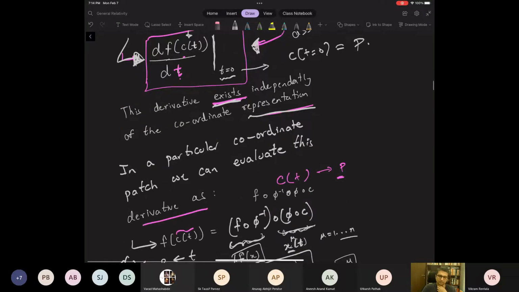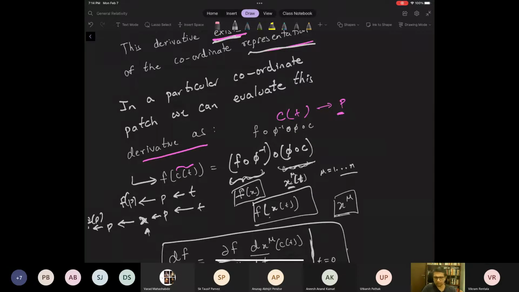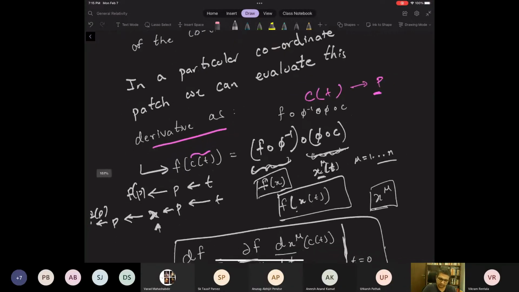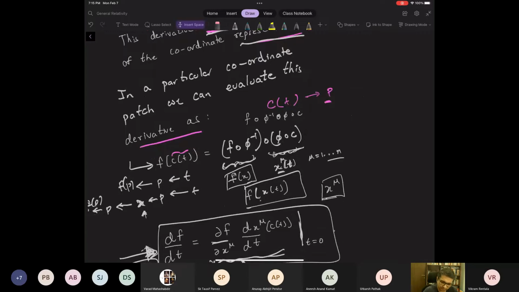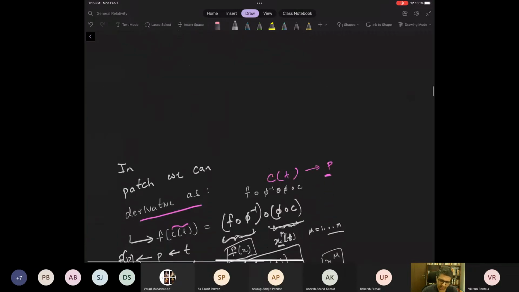Now, what you can do is use a coordinate system, a coordinate patch, to evaluate this derivative. The derivative exists independently of which coordinate patch you choose to evaluate it in. You will always get the same answer no matter what coordinates you use, but it's convenient to choose a particular coordinate system to evaluate the derivative. So let's see how to do that. Let me just make this a little cleaner and create some space.